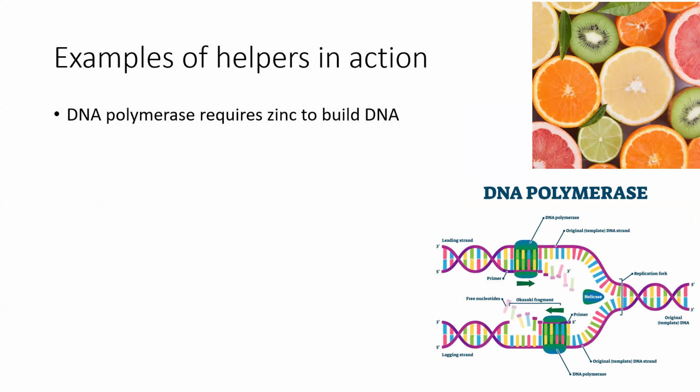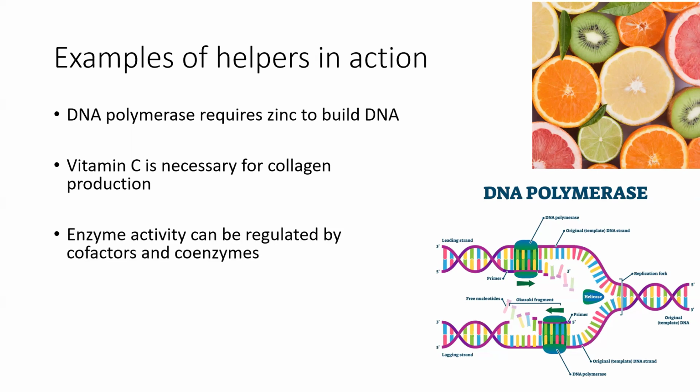DNA polymerase is a molecule that assembles nucleotides. So we'll talk a lot about DNA polymerase here in a little bit, but essentially we would not have DNA without some of these helper ions. Vitamin C is super important for collagen production. So there's enzymes that form something called pre-collagen, and vitamin C is required in order to form that pre-collagen. Pre-collagen eventually is synthesized into those full collagen fibers.